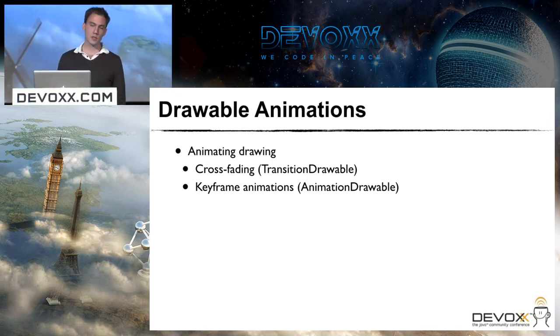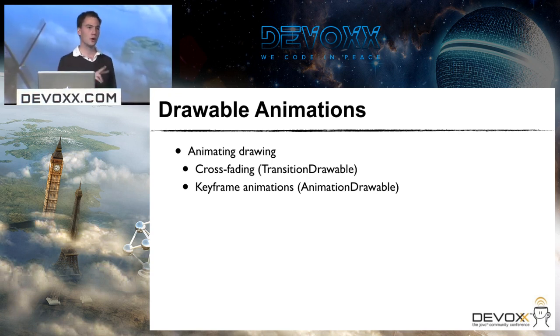The first one is mostly used to do crossfading between two other drawables, and it's called the transition drawable. It's very simple. You have drawable A, drawable B. You can start a transition from one to the other. It will crossfade between the two. At any point during the animation, you can reverse the animation. And if you reach the end of the animation and you start the transition again, we'll go back to the first drawable. So it's very simple, and it can be used for simple changes in your application.